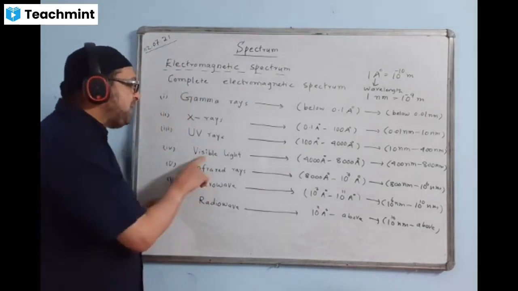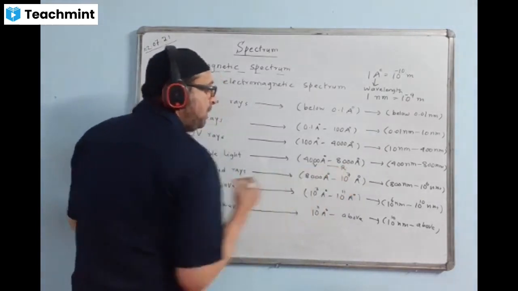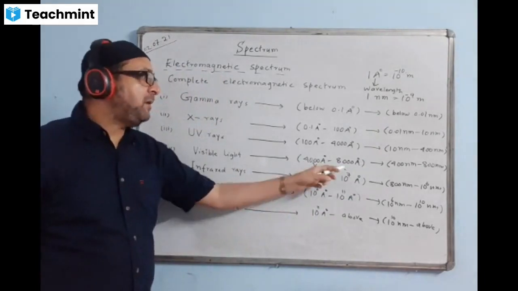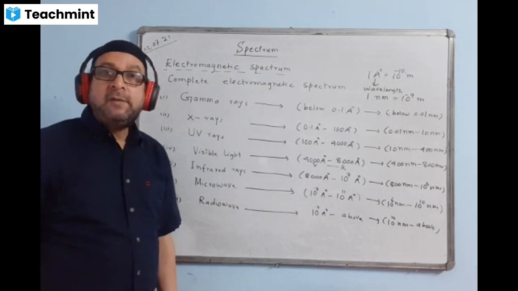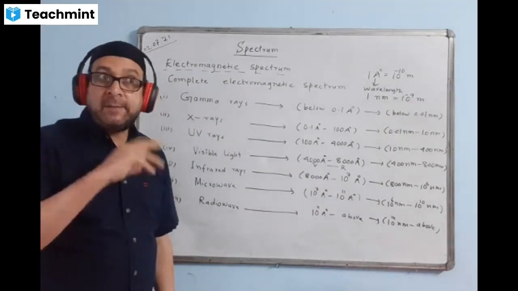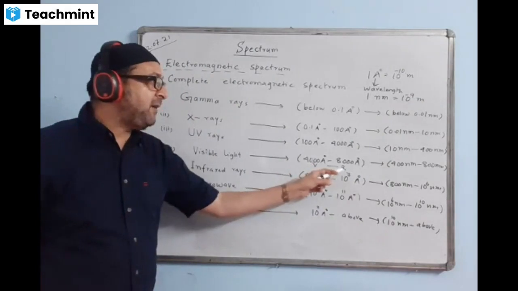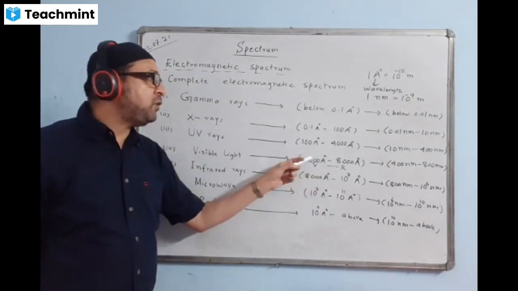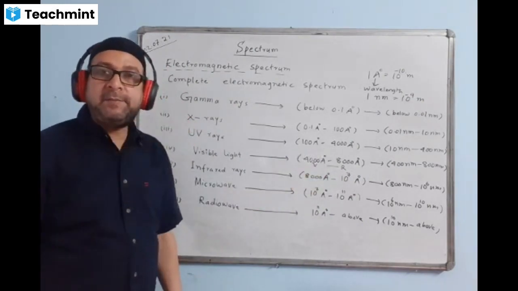Visible light starts from violet and goes to red. What is the wavelength of violet light? 4000 angstrom, and the wavelength of the red light is 8000 angstrom. Violet has the shortest wavelength among the visible light, and red has the highest wavelength. In between, other colors will be coming.